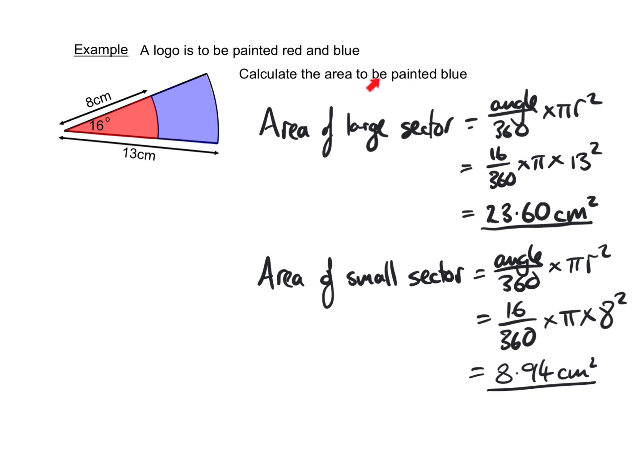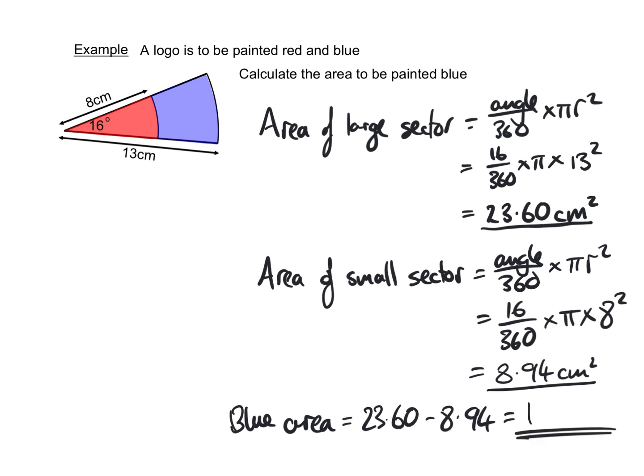So we're asked to calculate the area to be painted blue. Now the blue part is, you can think about it as the whole large sector, but with the red part removed. So the whole large sector, but the red part removed. In other words, this part, take away this part. So what we're going to do is, again, make it really clear which part of working I'm doing here. So I'm going to write out blue area, so it's nice and clear what I'm calculating, and that's 23.60, take away 8.94, and my final answer then will be 14.66 square centimetres.